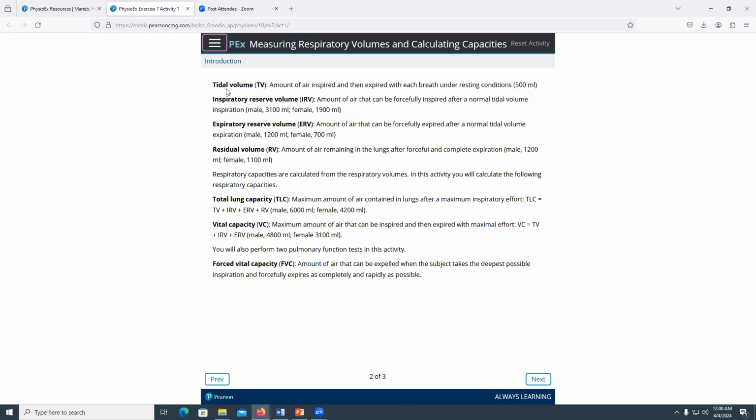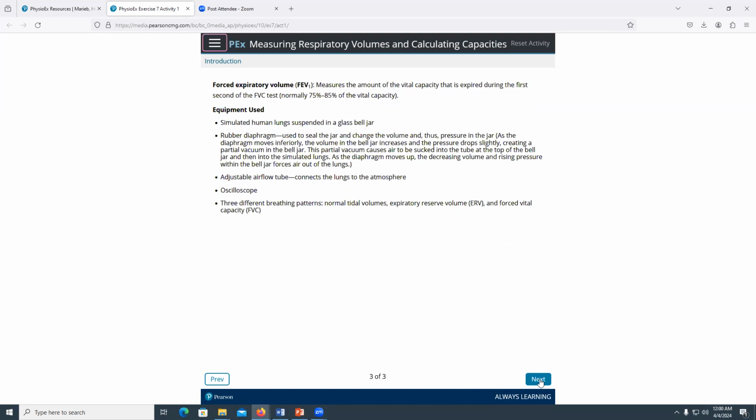We described the tidal volume. We described the inspiratory reserve volume, the expiratory reserve volume, residual volume. We talked about all of these volumes and capacities. So now let's talk about the lab. And we have to have a very good understanding of the forced expiratory volume in the first second. That's why it has a 1 next to it.